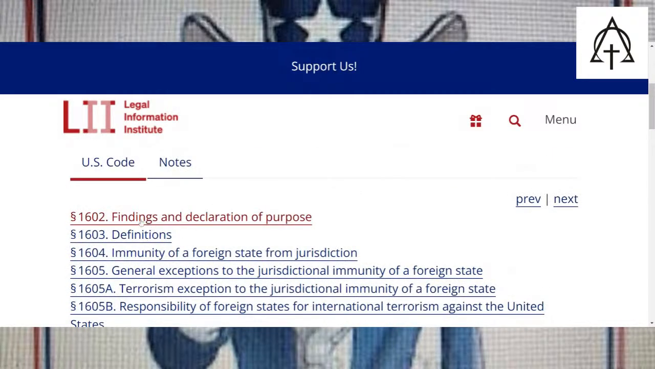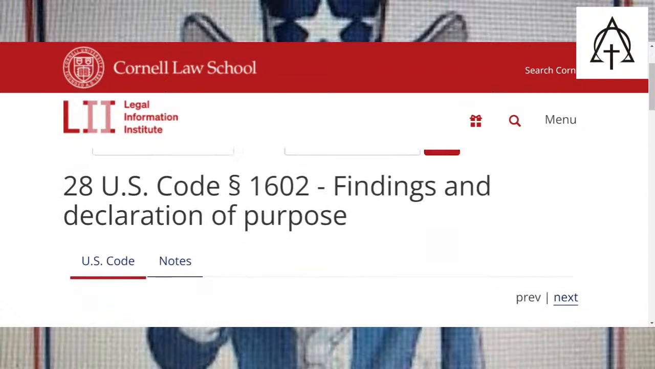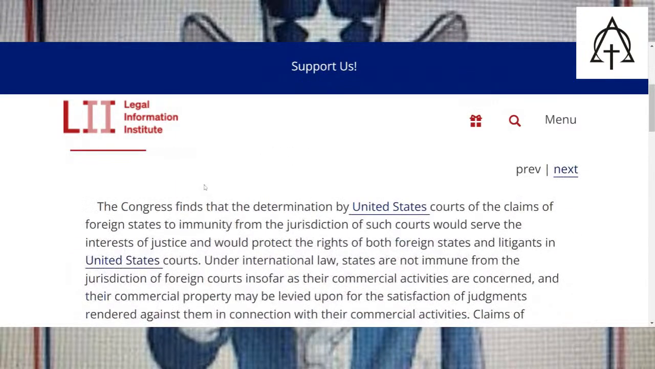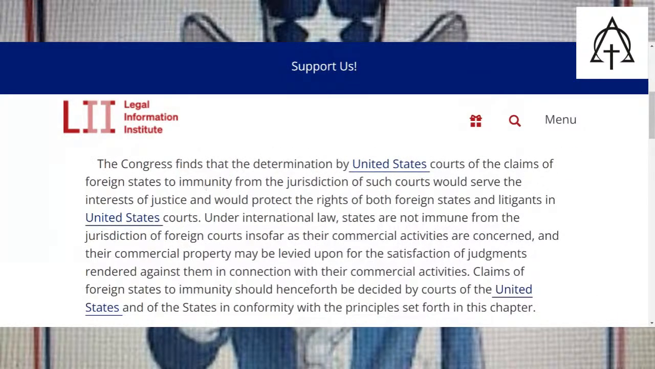Now here it says findings and declaration of purpose. Here we're going to find an actual finding, instead of finding that it's been omitted, repealed, or otherwise. The Congress finds that the determination by United States courts of the claims of foreign states to immunity from jurisdiction of such courts would serve the interest of justice and would protect the rights of both foreign states and litigants in United States courts.